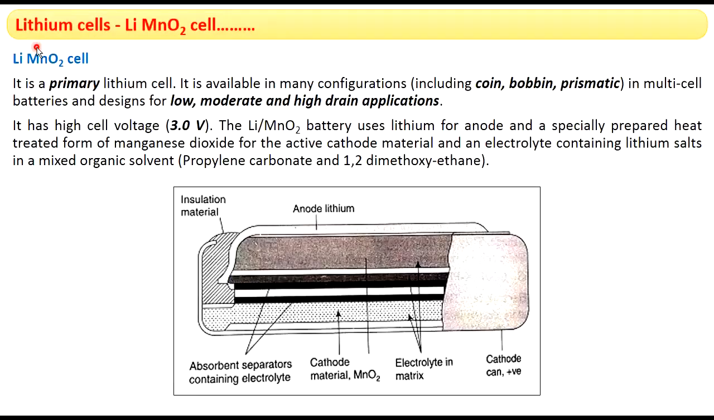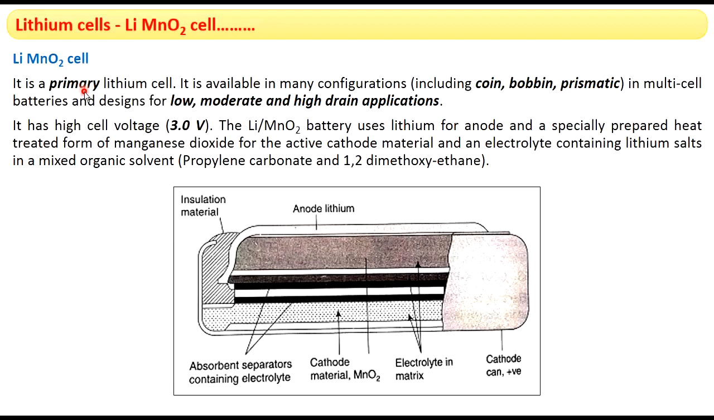Lithium cells. Lithium batteries are available in two forms. Primary lithium batteries are available, and secondary lithium batteries are also available. And some lithium batteries use lithium in metallic form, and most lithium batteries use lithium in ionic form, Li+ form. And now I'm going to talk about the lithium manganese dioxide cell, LiMnO2 cell, which is a primary battery.